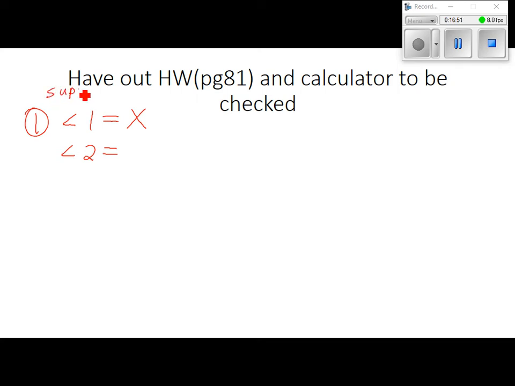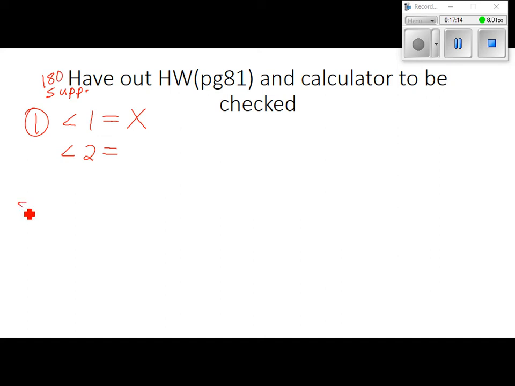That's why Silas should be doing all the reading for me. What's supplementary mean? 180. Now they give us something strange here. So they didn't just explain what angle 2 was. They sort of messed it up and gave us something different. Well, if they're supplementary and angle 1's x, let's do this.